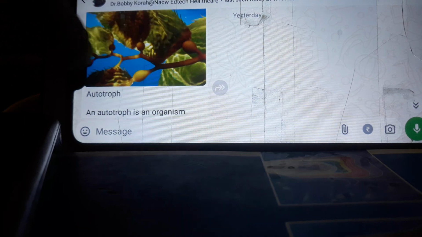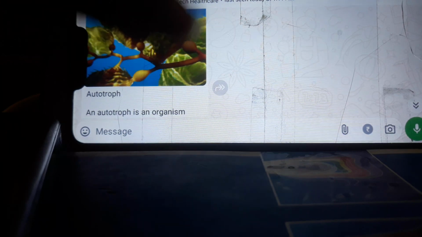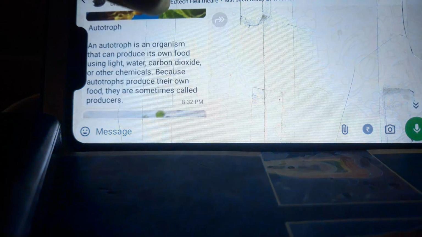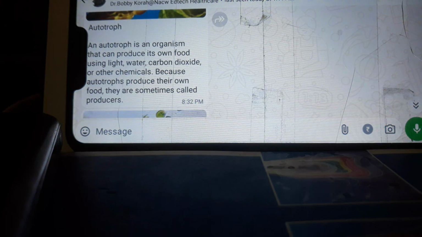Here what you see is an autotroph which makes its own food, right? So an autotroph is an organism that can produce its own food using light, water, carbon dioxide, or other chemicals. Because autotrophs produce their own food, they're sometimes called producers, right?